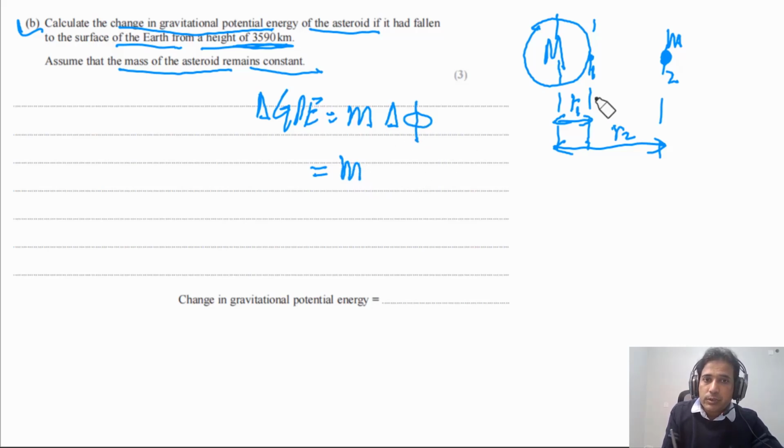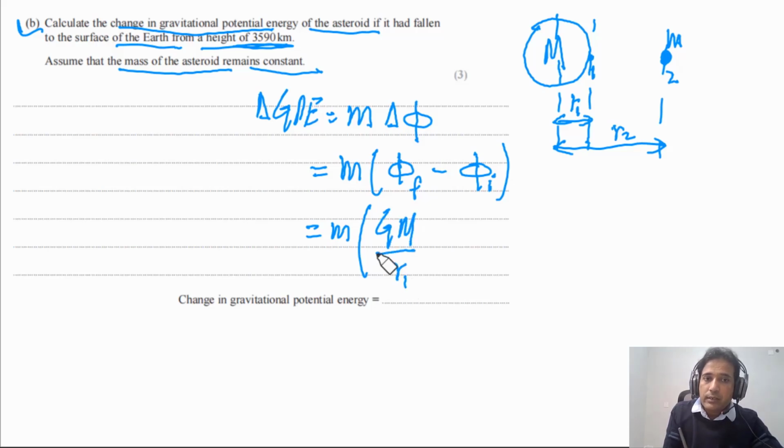So the change in potential. We can find the final potential minus the initial potential, the potential at this point. So it means this is m. The final potential will be G capital M divided by r1, but potential is negative, so we have to use the negative sign, minus the potential due to this one. So this is negative G capital M divided by r2.